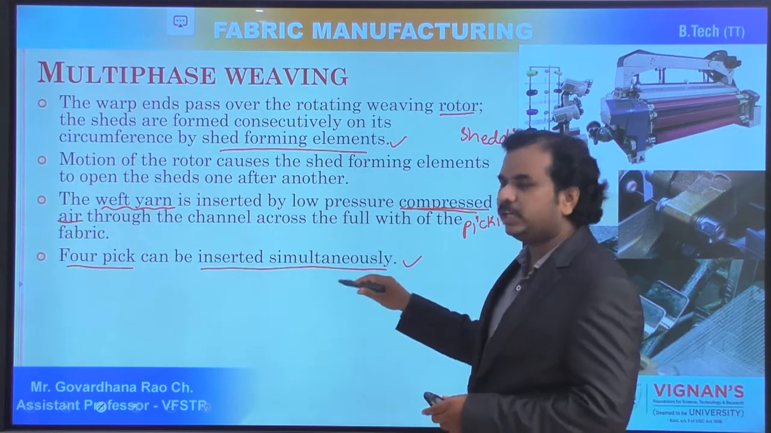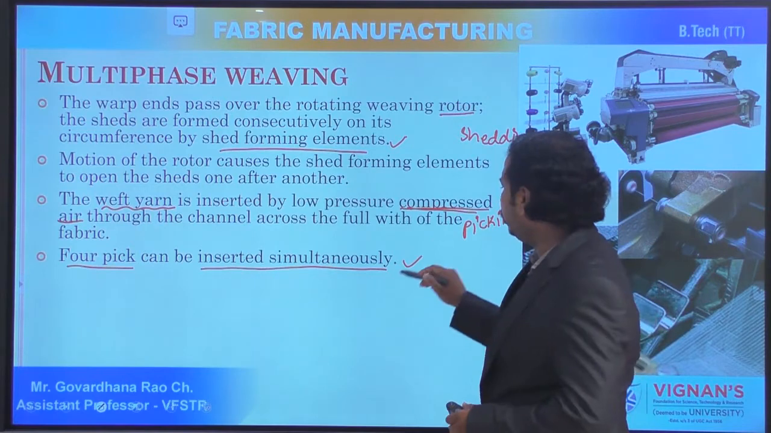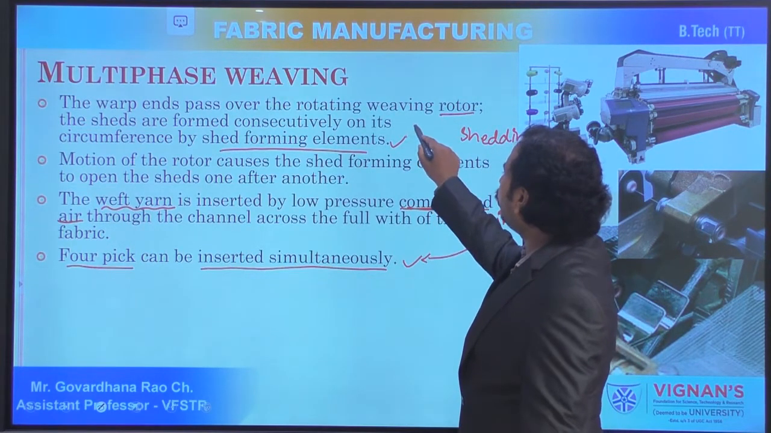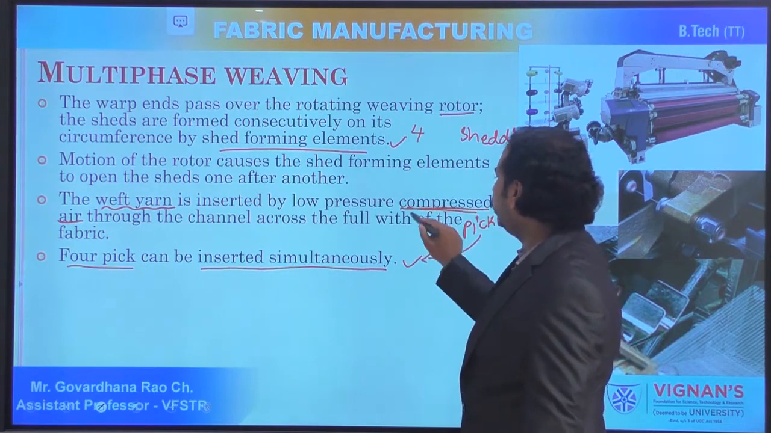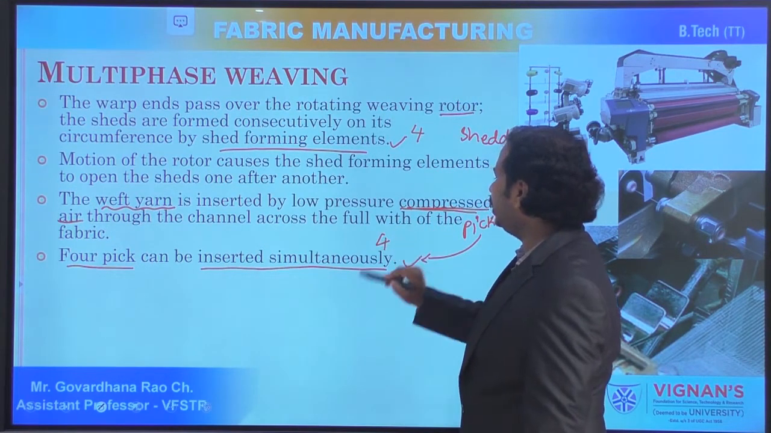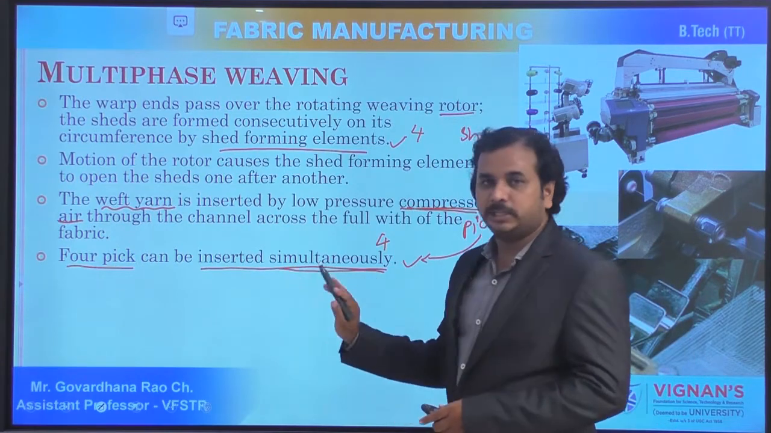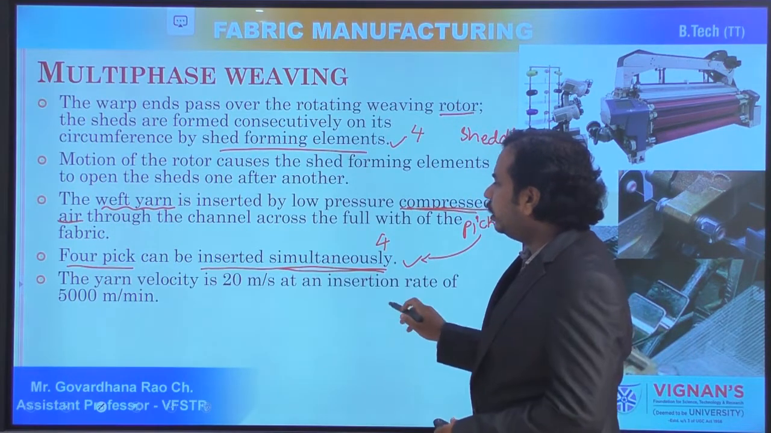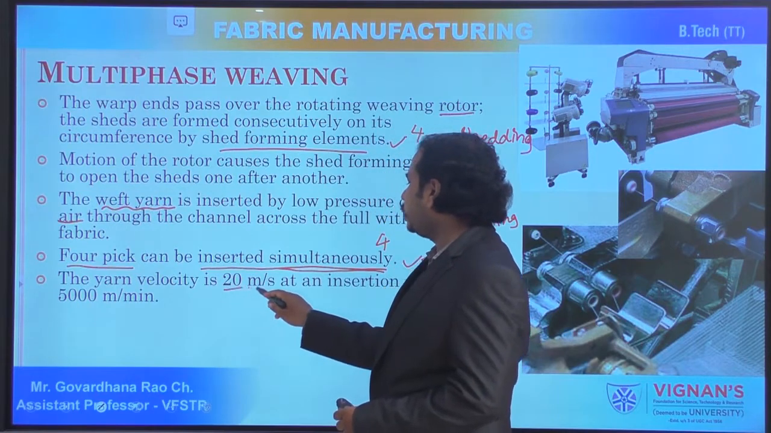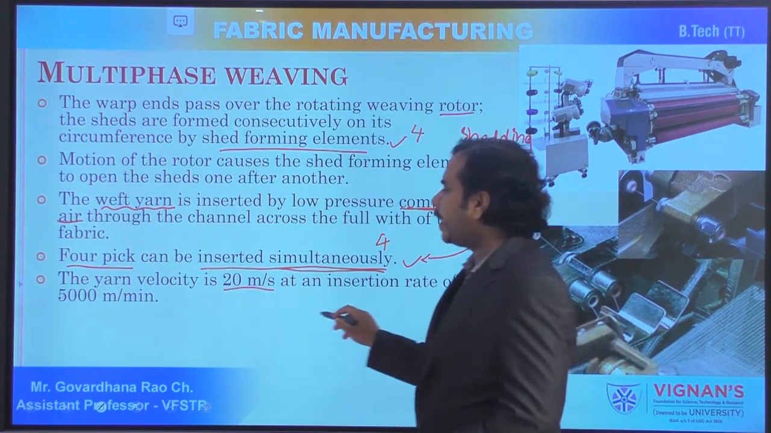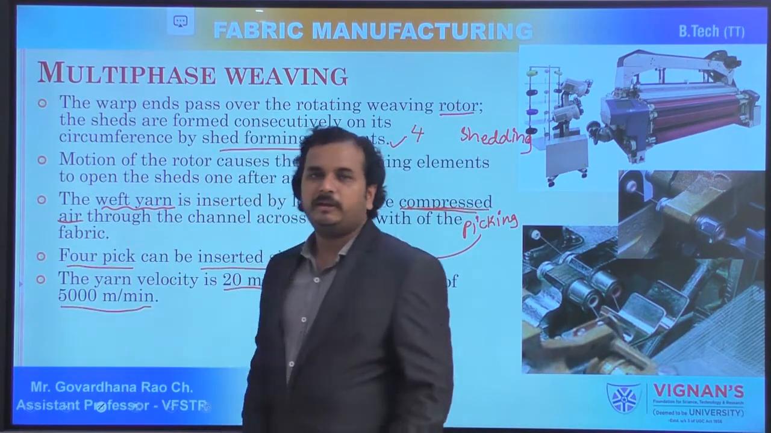Okay, so we will see a diagrammatic representation. The weft yarn insertion will be done. So a total of 4 sheds will be formed, and the 4 picks are going to be inserted in the 4 sheds simultaneously. Now the yarn velocity is 20 meters per second at an insertion rate of 5000 meters per minute.